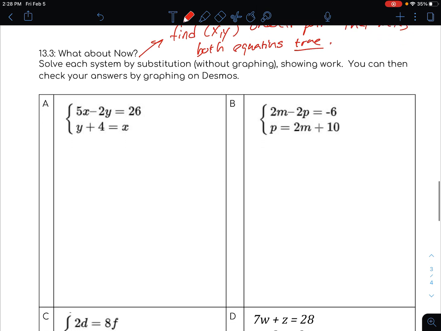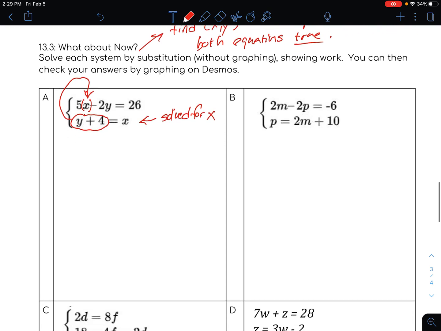And with the substitution method, we're looking at one of the equations and making sure one of the equations is solved for a variable first, because that's what allows us to substitute it into the other equation. So you'll notice that the second equation is solved for x. In other words, x is by itself. X is equal to y plus 4. So that means I can take that and put it into the first equation. I can substitute it in for x.